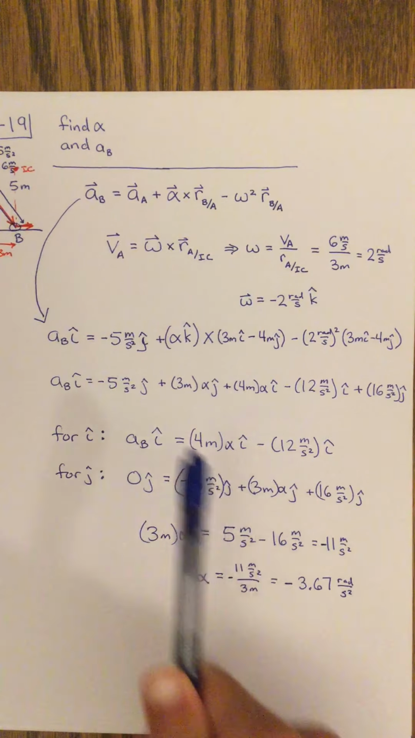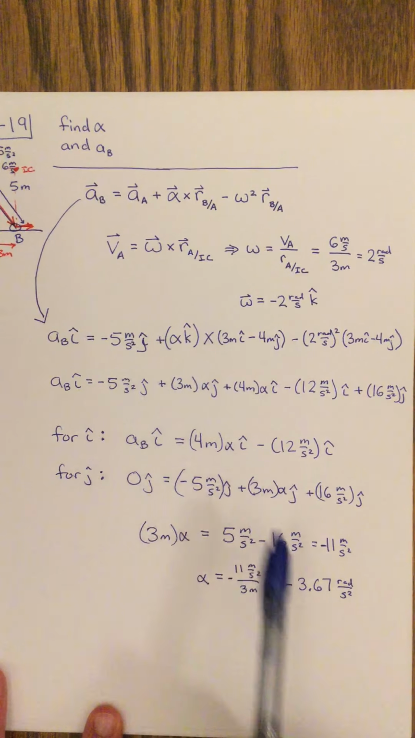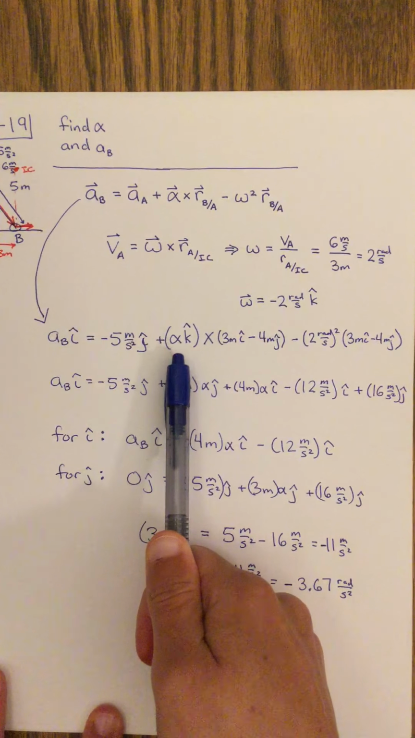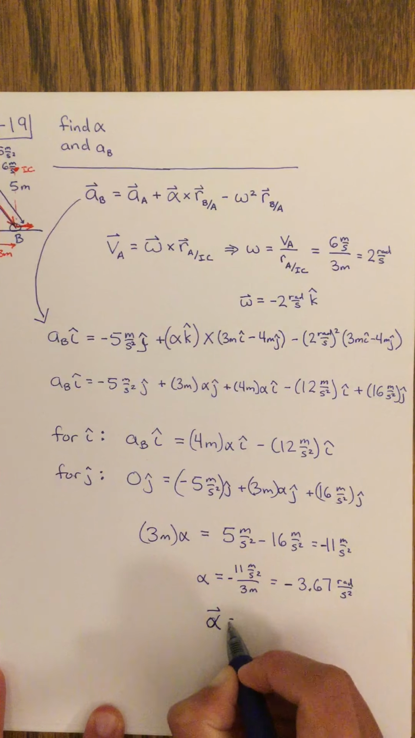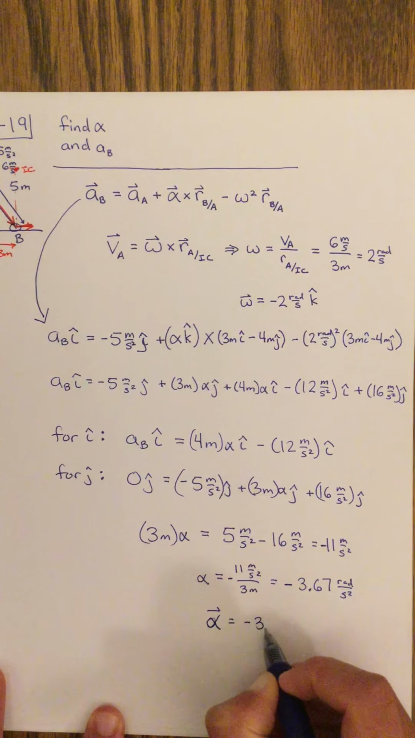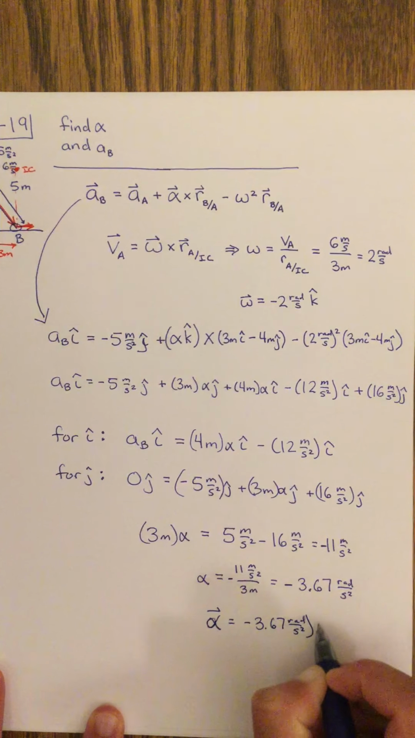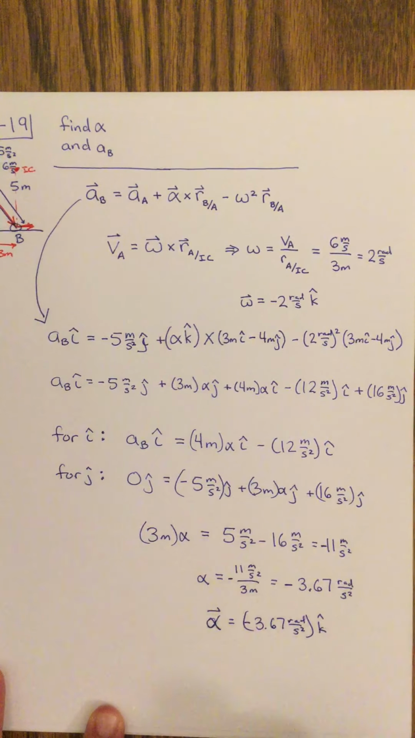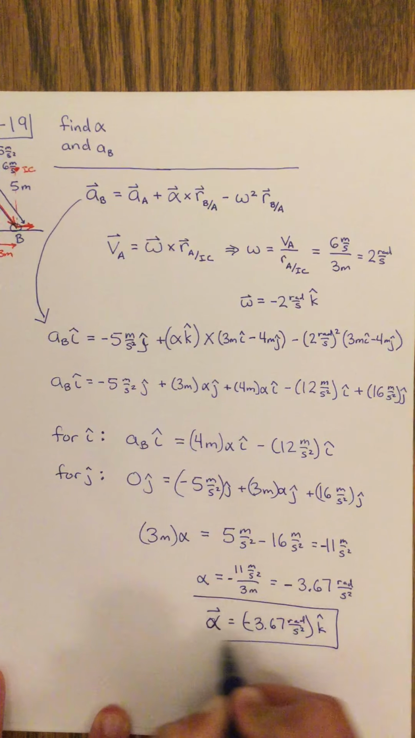So remember, back up here, we said this was the k hat component of the angular acceleration. If it turns out to be negative, your rotation is in the negative k hat direction. So let's write this as a vector. So alpha is equal to negative 3.67 radians per second squared in the k hat direction. So this is one thing that we're asked to find.